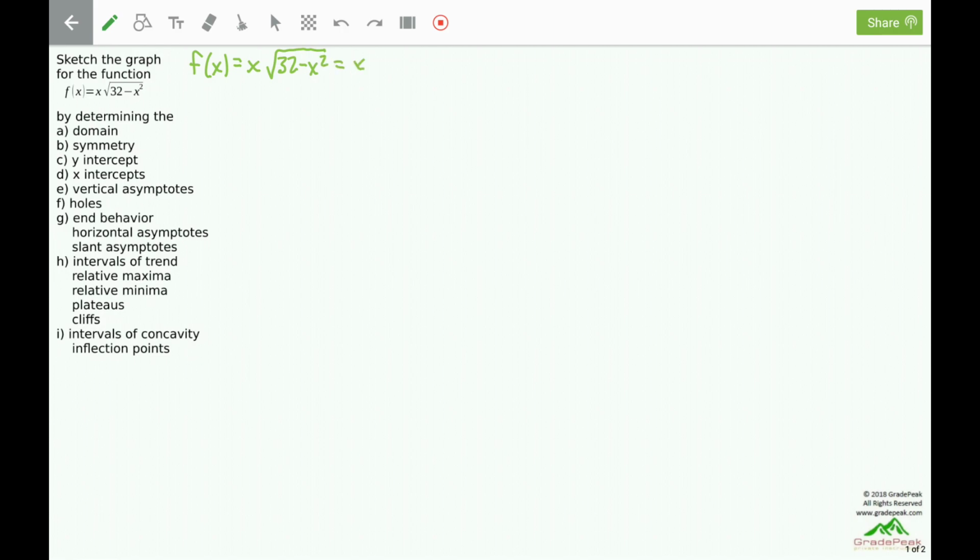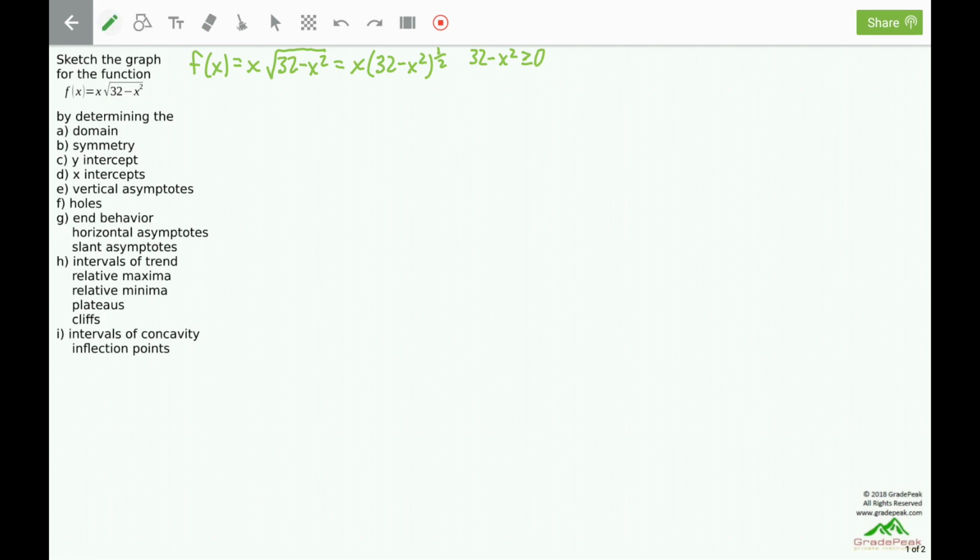We can rewrite the square root as a fractional exponent. It will be 32 minus x squared to the first power, second root, 1/2 power. The denominator of a fractional exponent is the root. It's an even number here, and the domain of an even root is not necessarily all real numbers. The domain requires that what is inside of an even root has to stay greater than or equal to 0. So 32 minus x squared has to stay greater than or equal to 0.